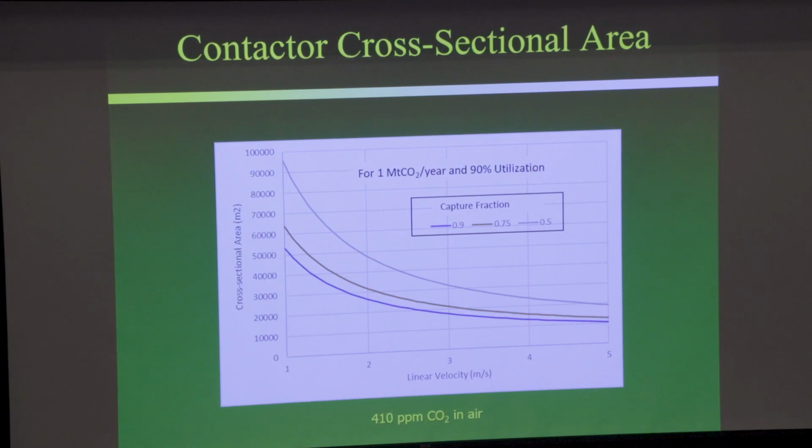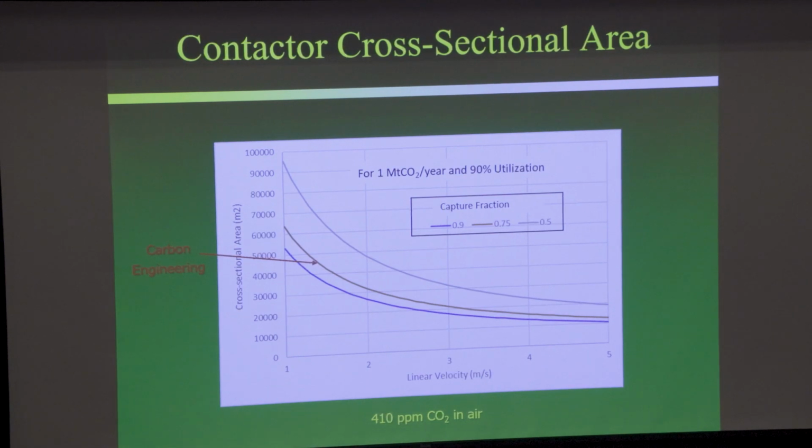And you can do this exactly. So if you assume how much CO2 is in the air, this is done for 410 ppm. For different capture fractions, how much of the CO2 in the air am I taking out? What's the cross-sectional area you need? So for the Carbon Engineering design, it came out, I think this is 46,000 square meters. And what's 46,000 square meters look like? It's like a 3-story building, about 3 miles long. Now that's only for 1 million tons per year.